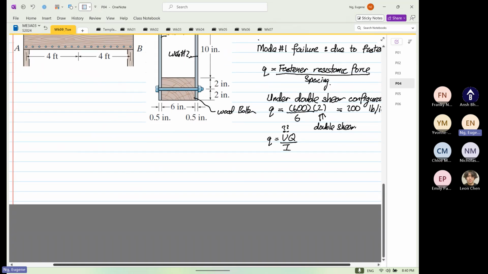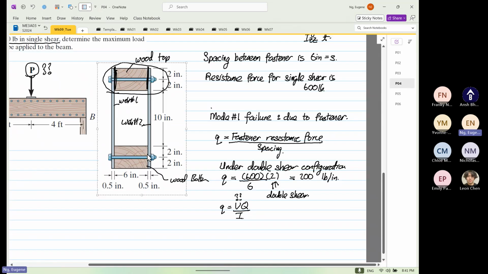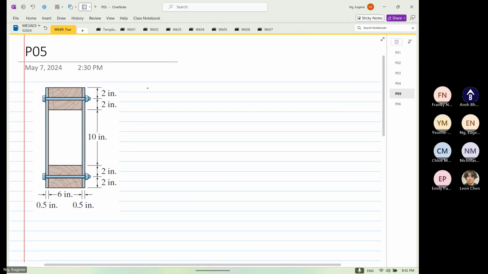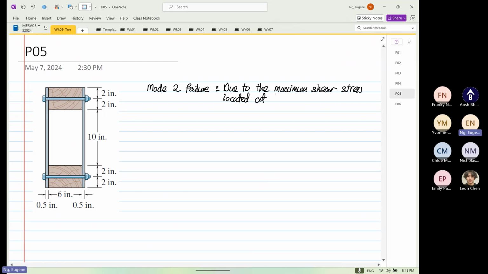The next mode, mode 2. So mode 2 of failure, mode 2 failure is due to the shear stress, the maximum shear stress located at the geometric centroid.